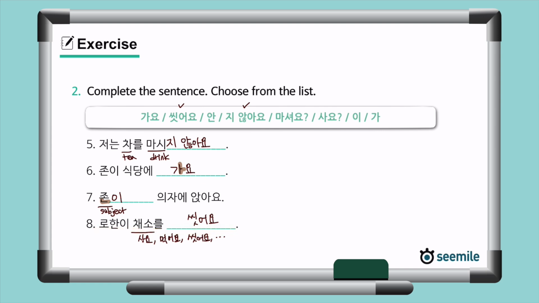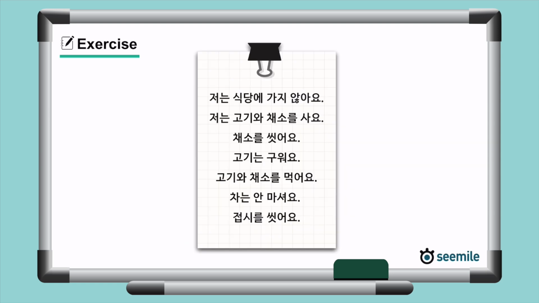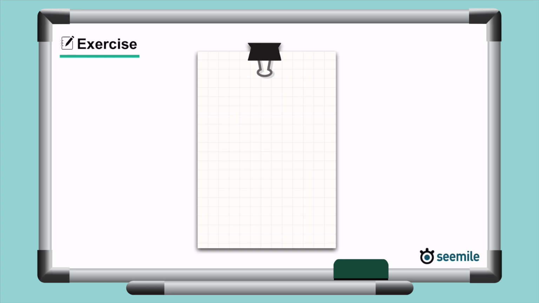Great job! Now let me tell you what I'm going to do to have a meal in Korean. 저는 식당에 가지 않아요. 저는 고기와 채소를 사요. 채소를 씻어요. 고기는 구워요. 고기와 채소를 먹어요. 차는 안 마셔요. 접시를 씻어요. Now it's your turn. Please pause the video for a moment and tell me what you're going to do to have a meal in Korean.